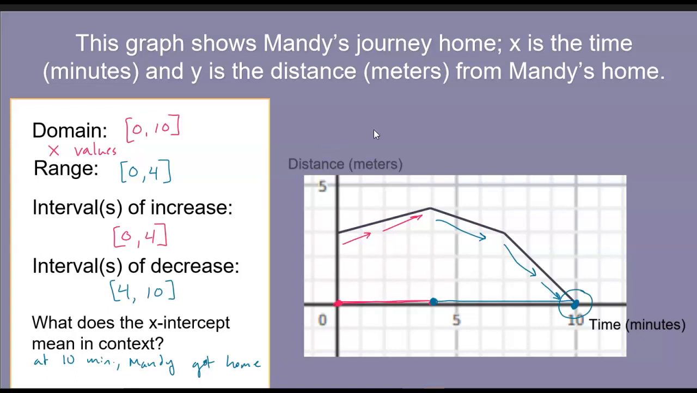What about our y-intercept? They didn't ask for this, but what if we wanted to interpret the y-intercept right there? What would that mean? This is 0 minutes, right? 0 minutes and there's a certain distance from home. So this would be where Mandy started, because she's been traveling for 0 minutes.